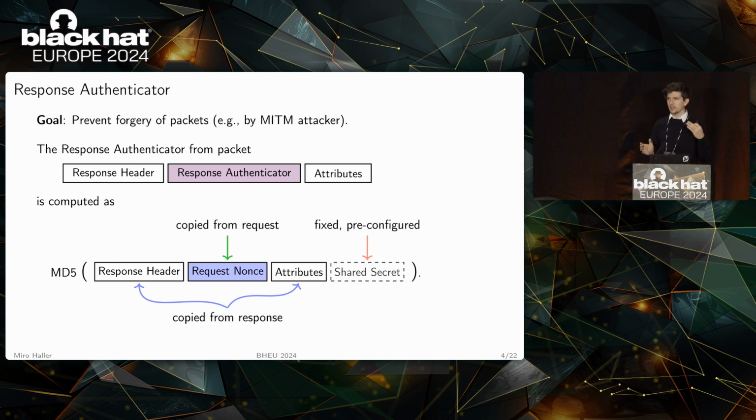So this shared secret is set up when you set up this authentication system. It is hard-coded in both the Radius client and the Radius server. And this is also what should make it hard for an adversary to forge this response authenticator, because the network adversary doesn't know this shared secret.